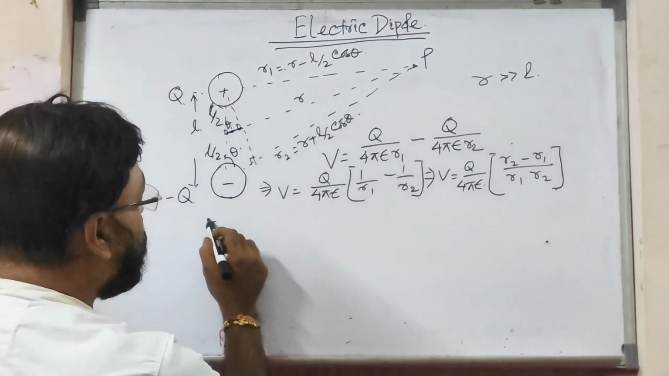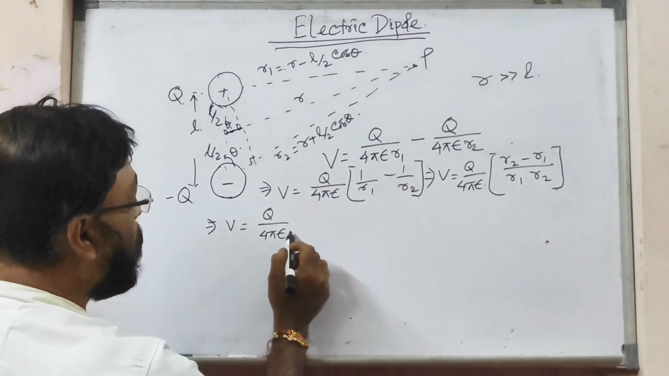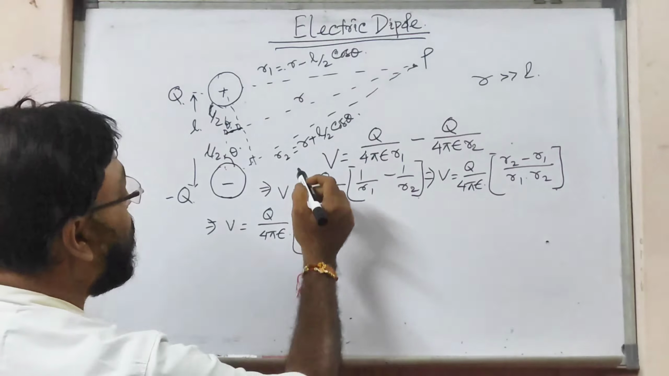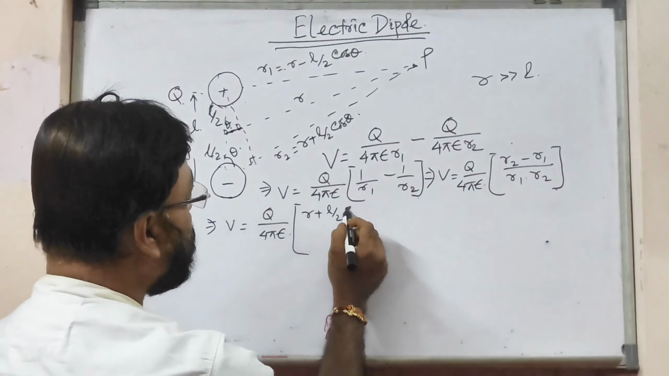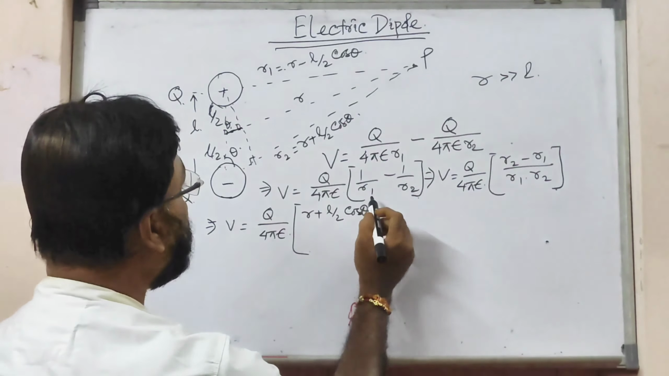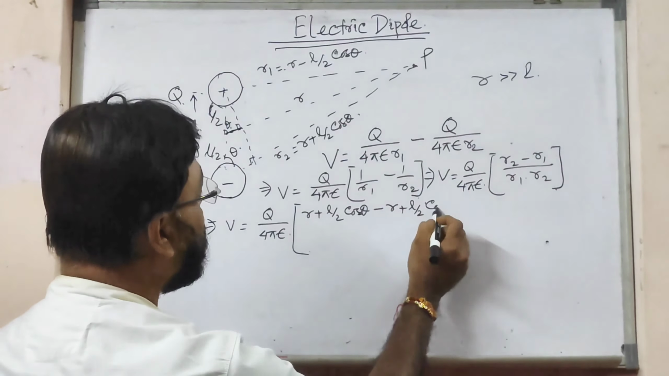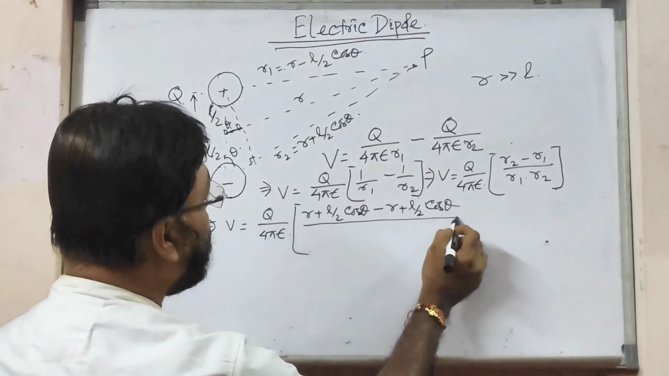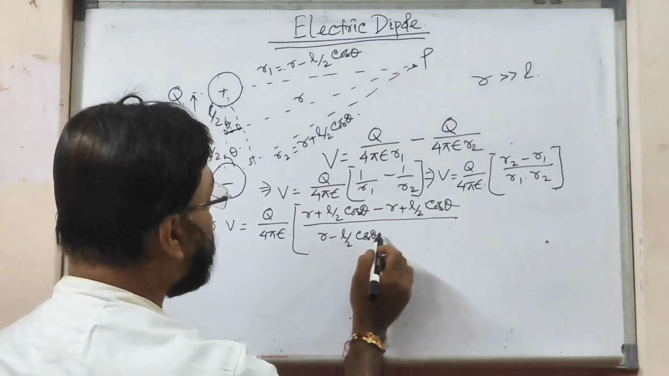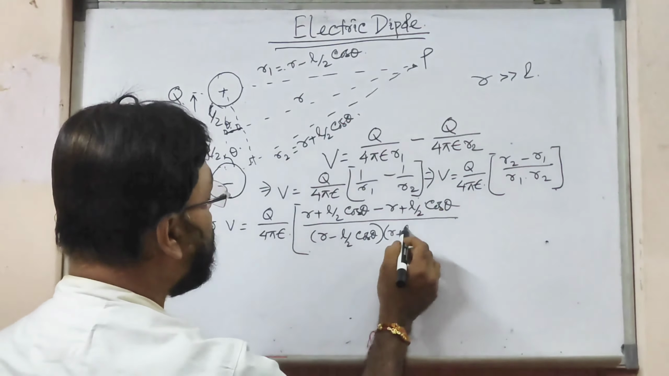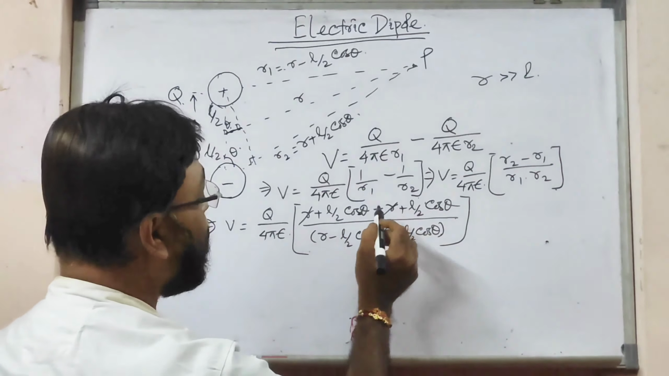Now let us put the values. V is equal to Q by 4 pi epsilon into R2 minus R1. We have written the values: R2 is equal to R plus L by 2 cos theta, minus R1, which is R minus L by 2 cos theta, divided by R1 into R2, so it will be R minus L by 2 cos theta into R plus L by 2 cos theta. Now you see this R and this R get cancelled.